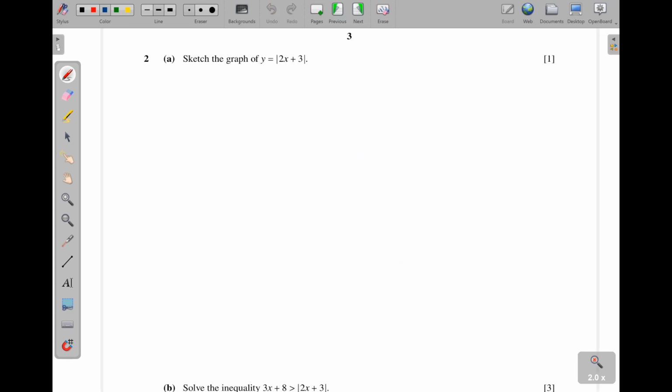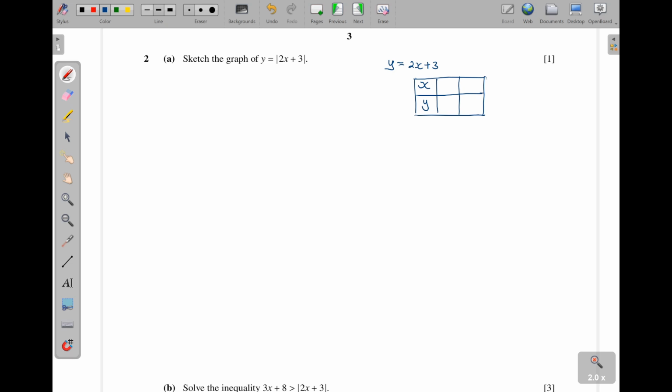Number 2 is coming from modulus functions. They are saying sketch the graph of y is equal to the modulus of 2x plus 3. So what you can do is sketch the graph of y equal to 2x plus 3 without the modulus, and then the part that goes beyond the x-axis, we reflect it in the x-axis. I will put here my table values. I just need the x and y intercepts, only those.